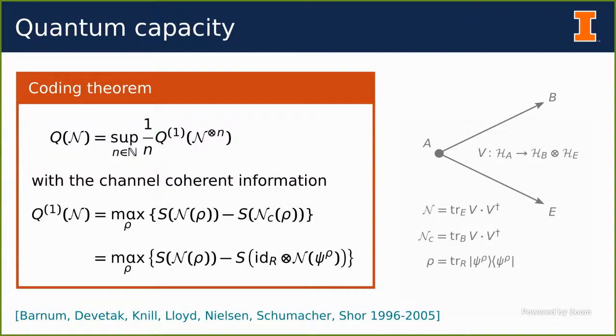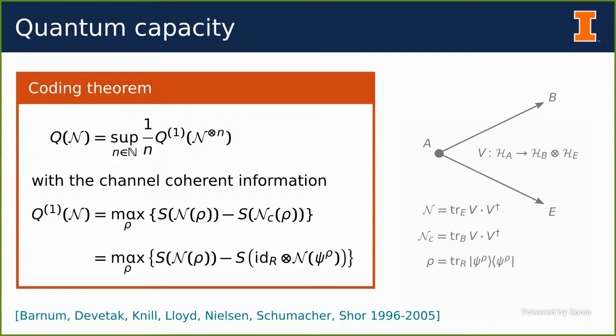And for the quantum capacity, there was a long series of work in the late 90s and early 2000s that culminated in the so-called quantum capacity theorem. And it tells us that the quantum capacity is given as an optimization problem over an entropic quantity that is called the channel coherent information. Let's try to unpack this maybe a little bit.